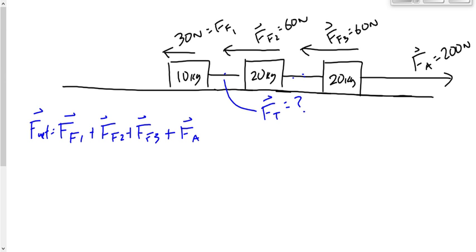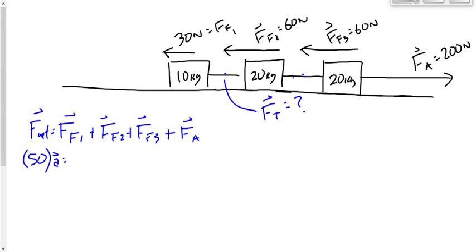Now, what mass do I use here for the net force? The 10, the 20, or 50, the combined mass? This time we're going to use the 50, the combined mass, because we're analyzing the system. We don't know what the acceleration is. That's what we're looking for in the short term.